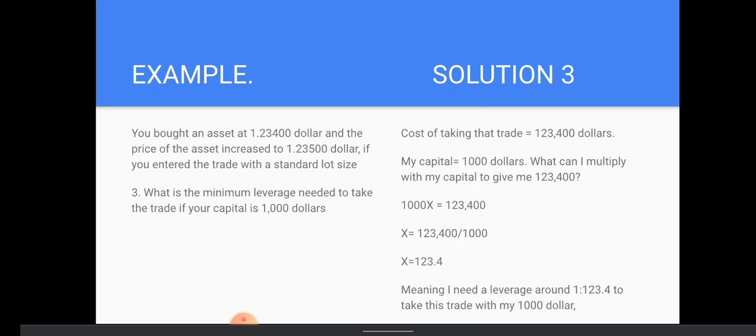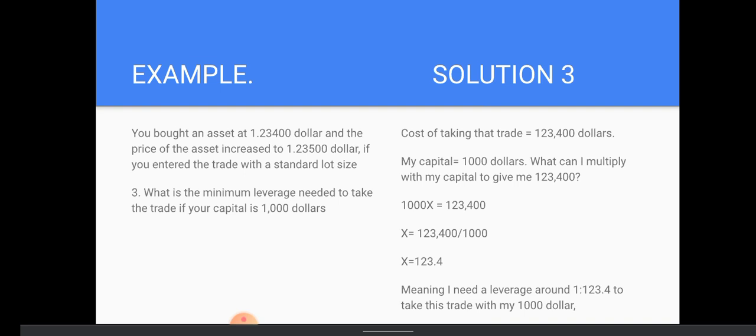So let's go back to the example. That's the example we did for the lot size. The same question, but now question 3. What is the minimum leverage needed to take the trade if your capital is $1,000? So here, the question is telling us that you bought an asset at $1.23400 and the price of the asset increased to $1.23500. If you enter the trade with a standard lot size, the same question. Now, what is the minimum leverage needed to take the trade if your capital is $1,000?